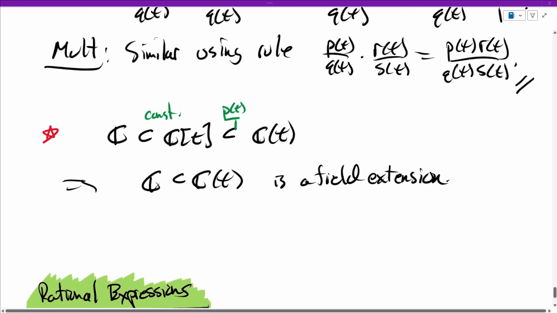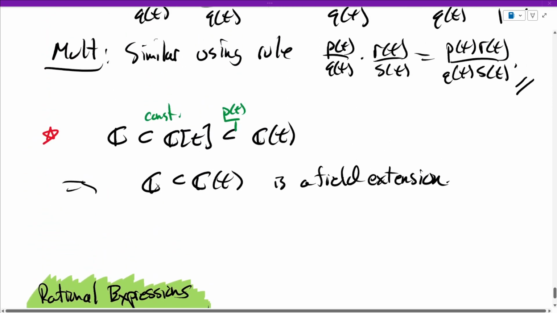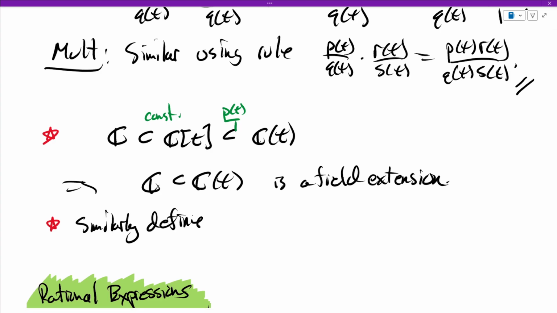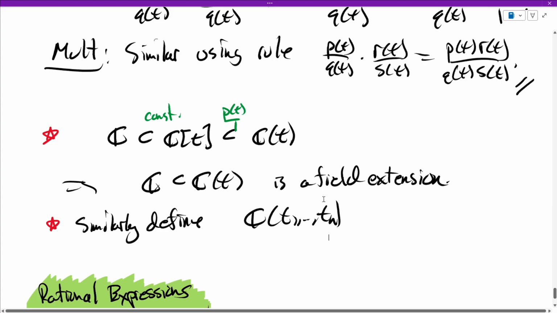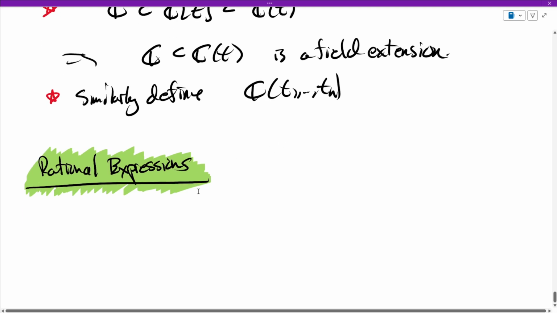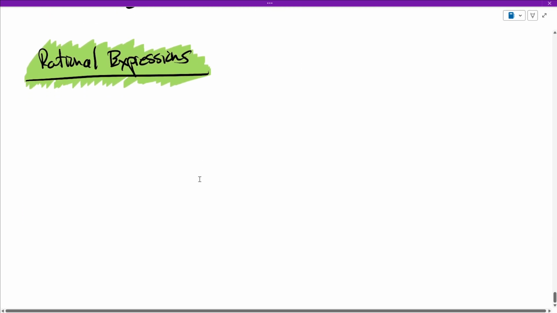Okay, so we just saw the field of rational functions in the indeterminate t. Let me also just note here, you can also similarly define rational functions in any number of variables, because you can look at quotients of polynomials in any number of variables. And we'll revisit this in chapter 8.